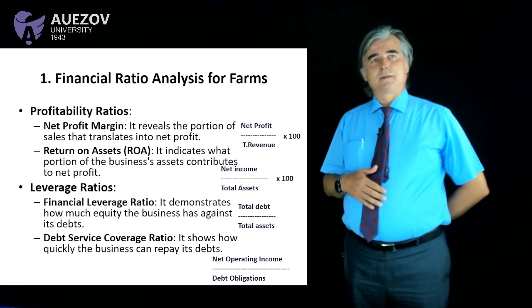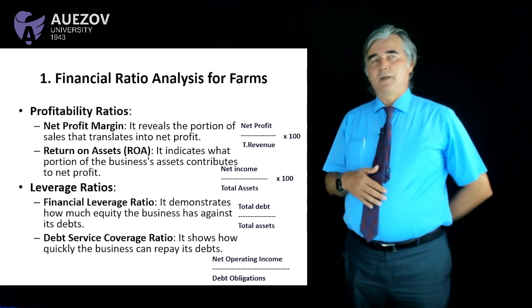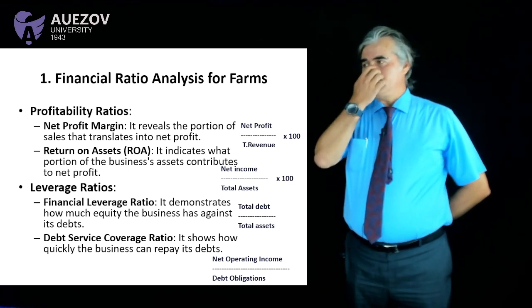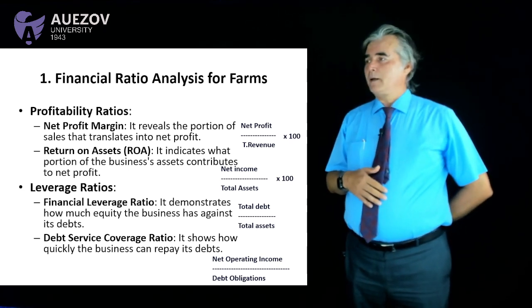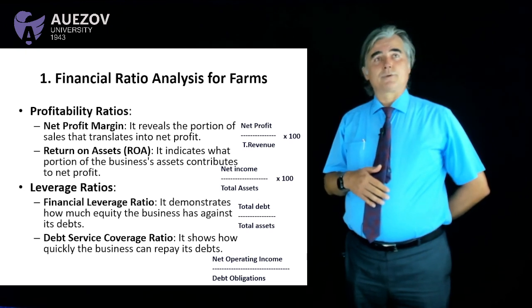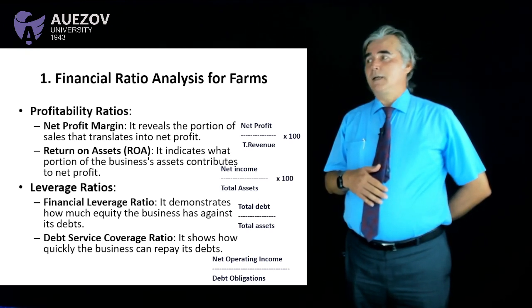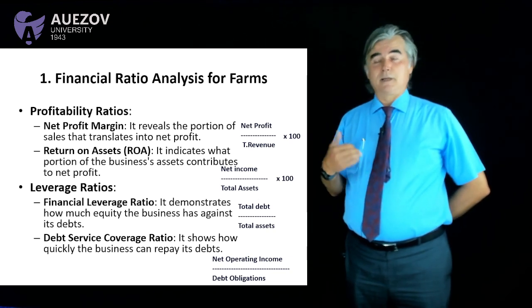In that slide, I give only two. One of them is net profit margin. It means the portion of the sales that translates into net profit. Leverage ratio, I give two of them. Financial leverage ratio means how much equity the business has against its debts.